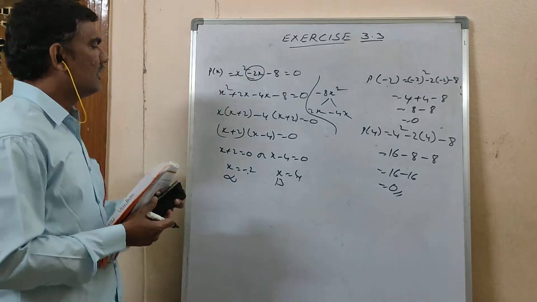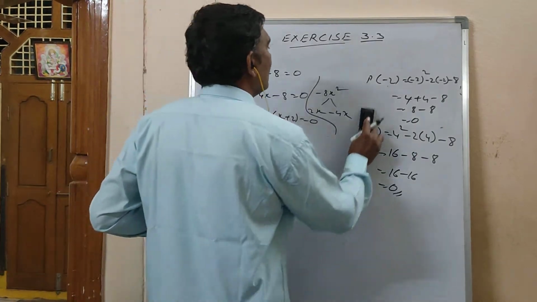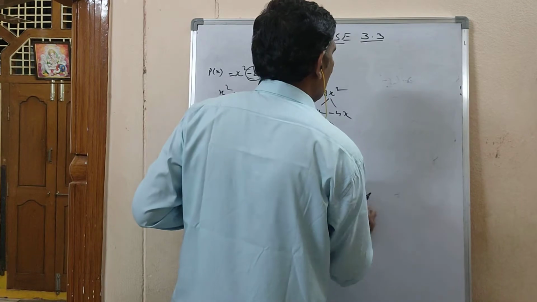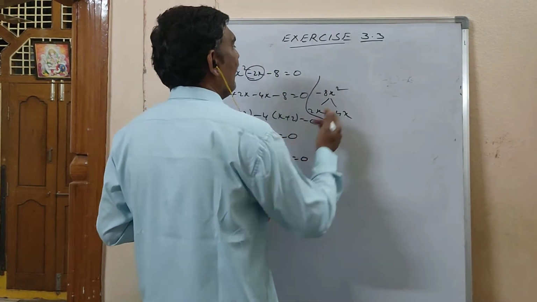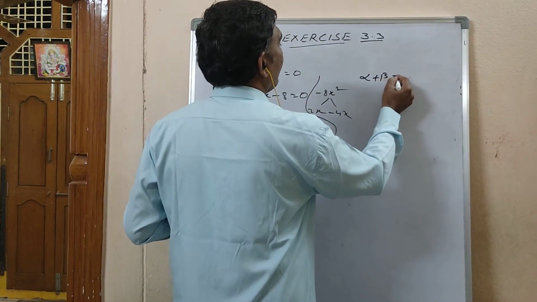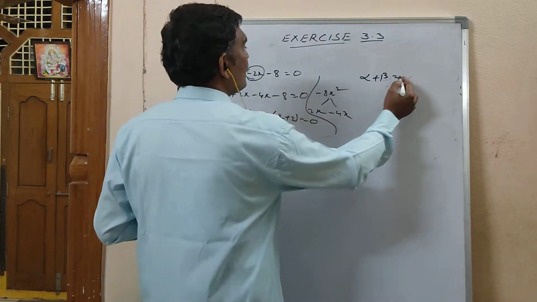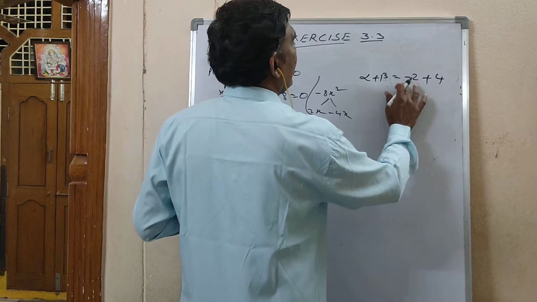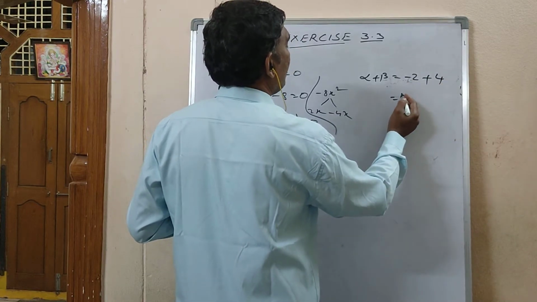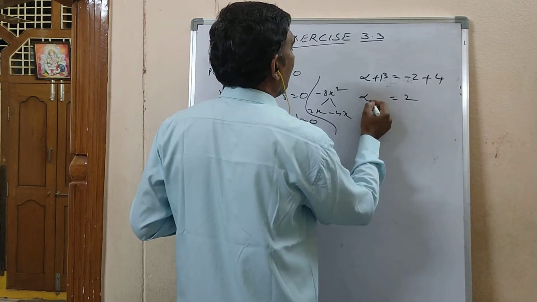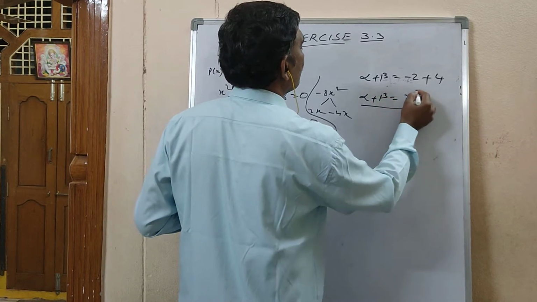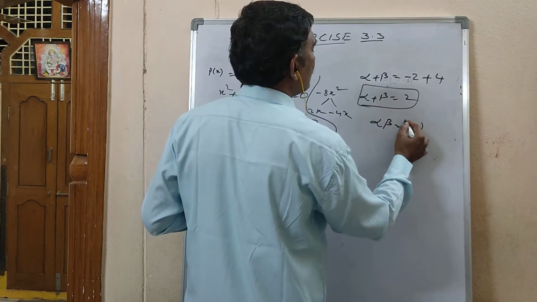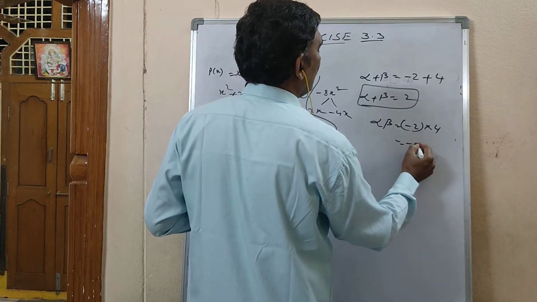Next. So, sum of zeros. Sum of zeros means alpha plus beta. Alpha is minus 2. Beta is 4. Different signs are there, so subtraction you have to do. You are getting alpha plus beta is equal to 2. Product of the zeros. Minus 2 into 4. Minus 8.